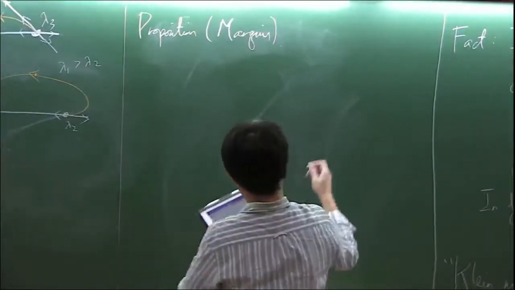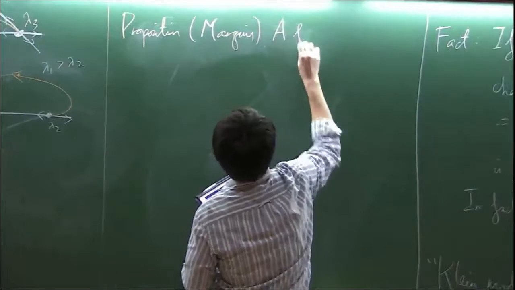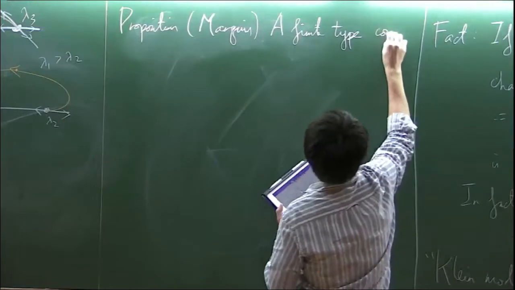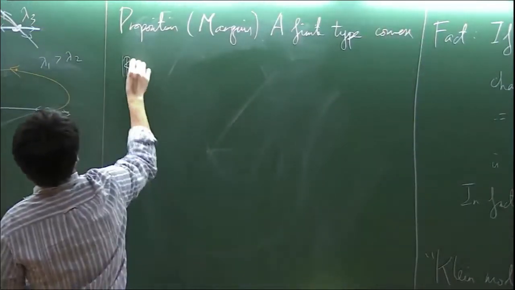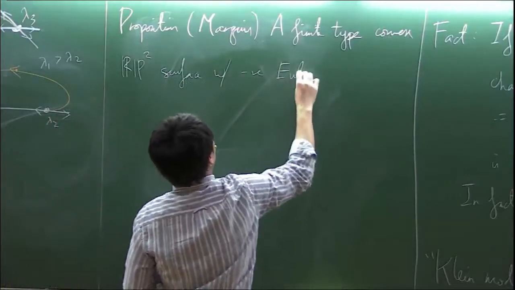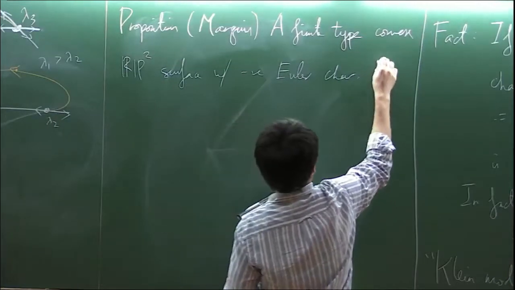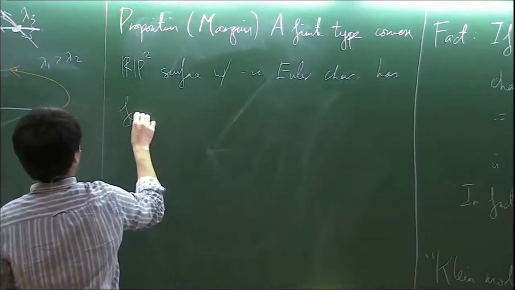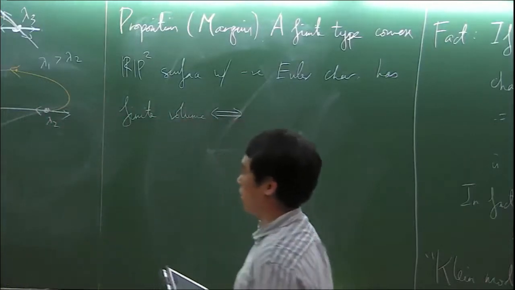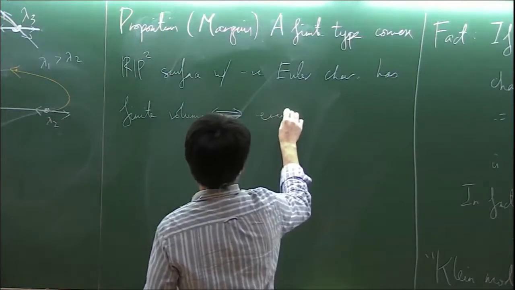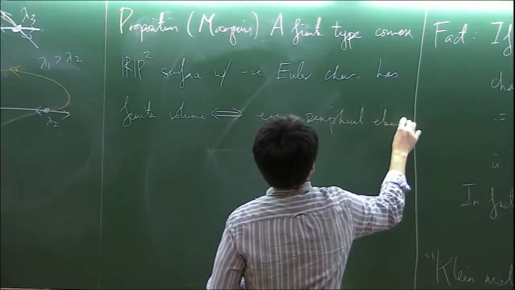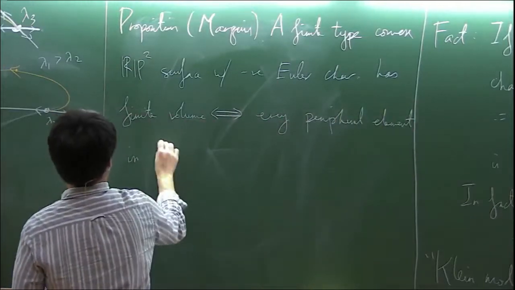Okay, so a finite type convex RP2 surface with negative Euler characteristic has finite volume if and only if every peripheral element in gamma is parabolic.